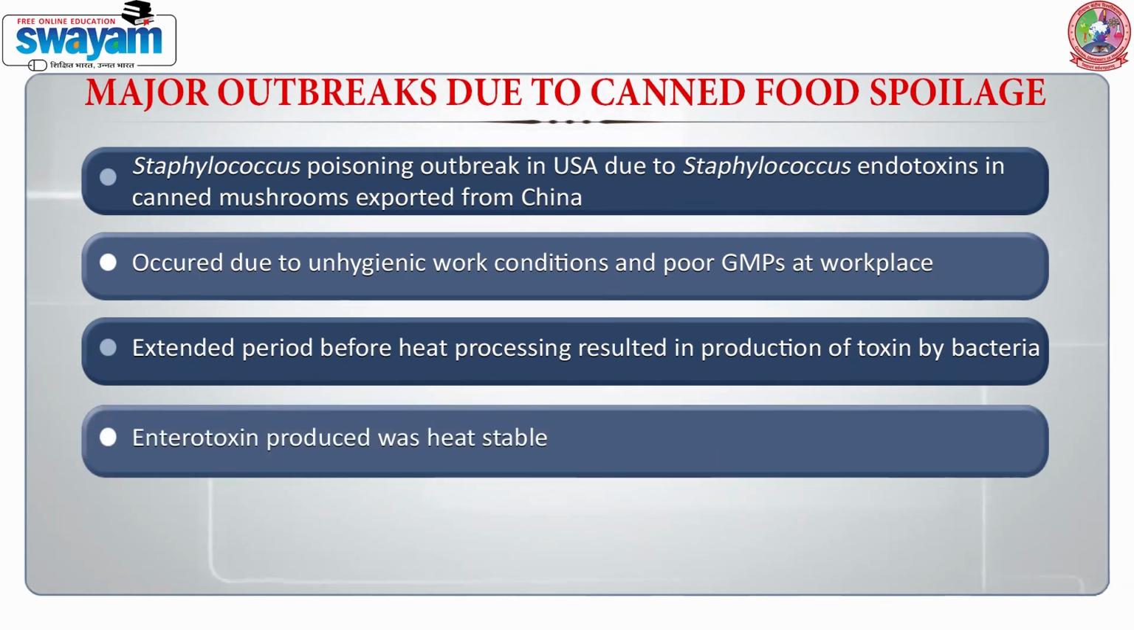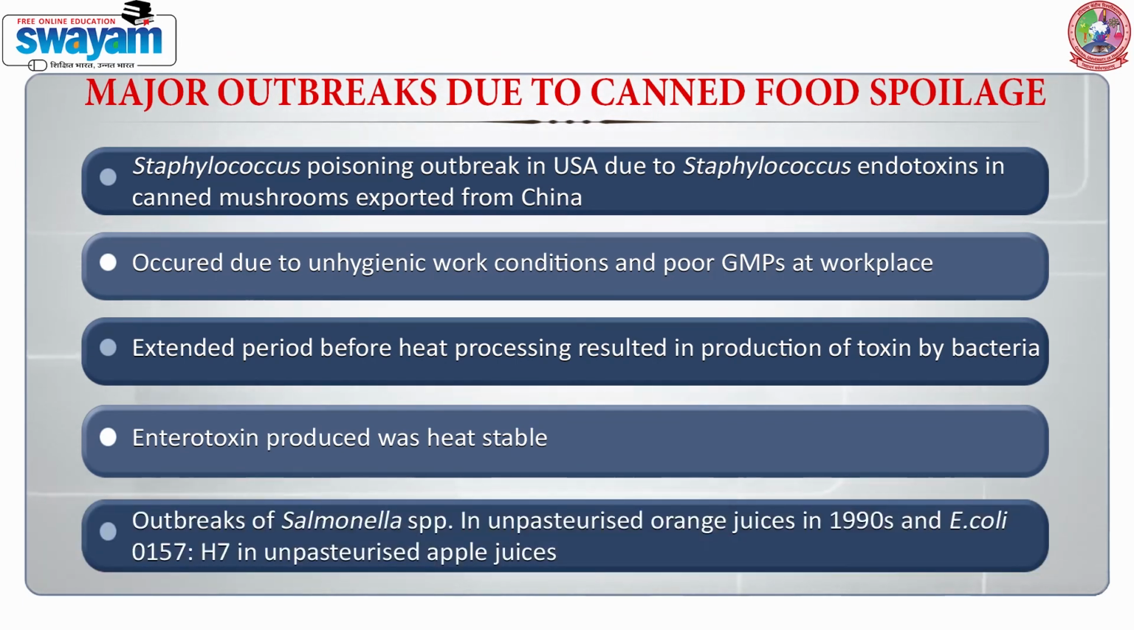The enterotoxin produced was found to be heat stable, and this led to outbreaks of Salmonella species in unpasteurized orange juice in the 1990s and E. coli O157:H7 in unpasteurized apple juice.